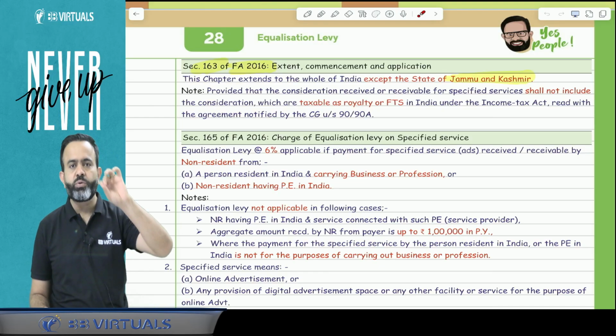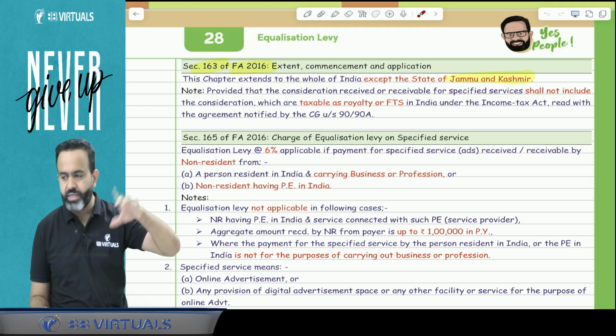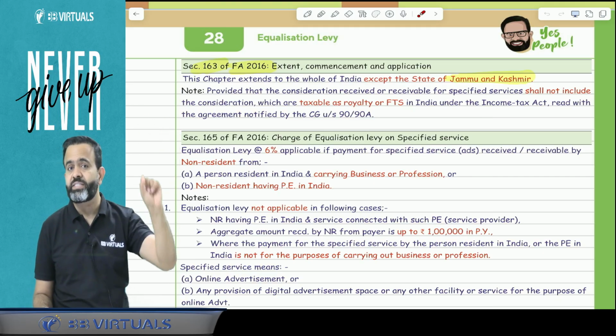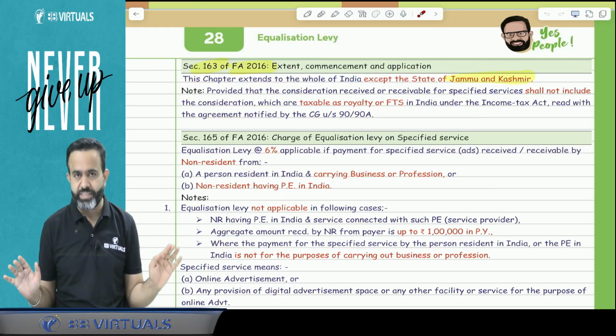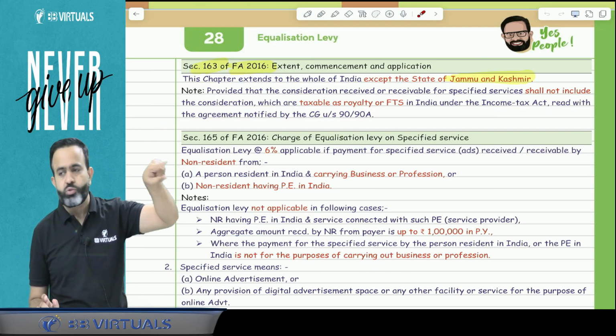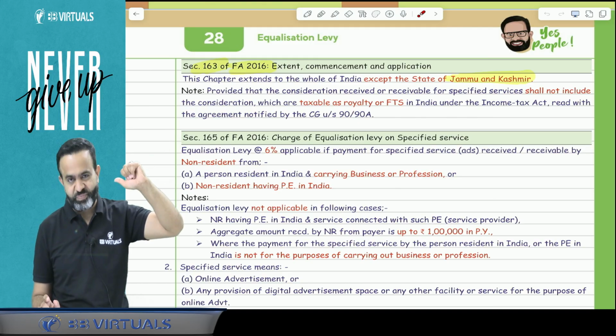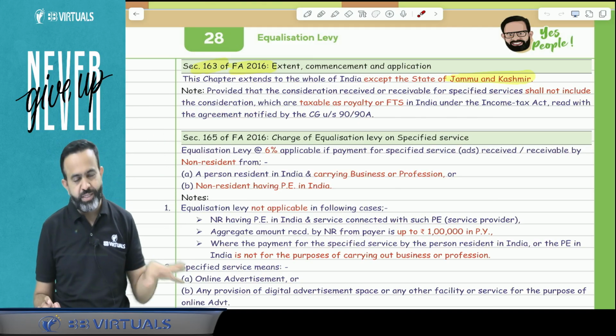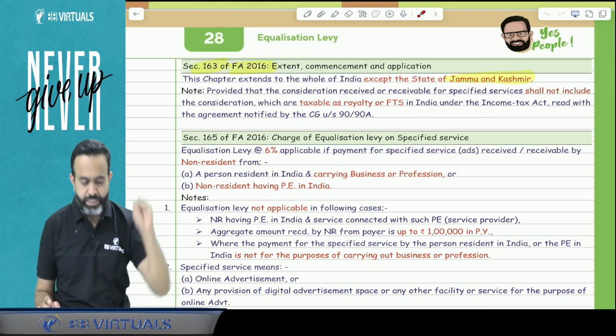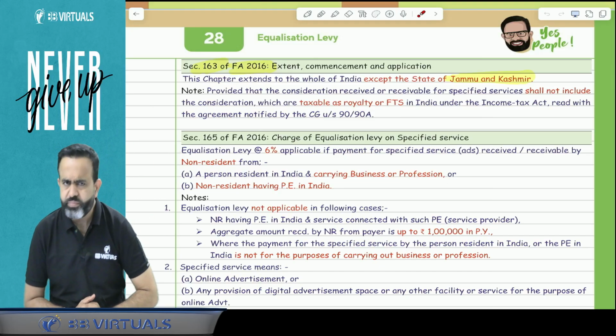Now guys, in this particular topic, whatever sections are given, like section 163, this section 163 is not an Income Tax Act 1961 section. This section belongs to the Finance Act 2016. So all the sections of this topic are from the Finance Act 2016. Now the first section is 163.